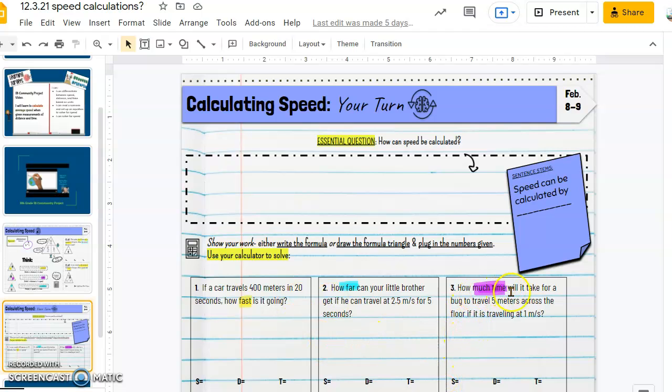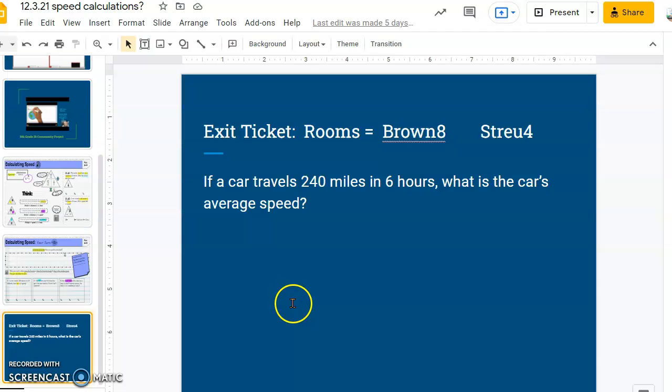Or how much time will it take for a bug to travel 5 meters across the floor if it is traveling at 1 meter per second? So you take your distance, 5 meters, and divide it by your speed, 1 meter per second, to come up with our time. That's awesome. And then just try this if you're at home.